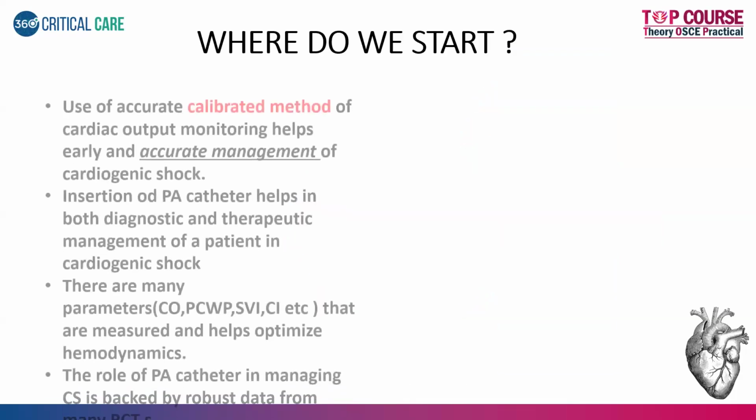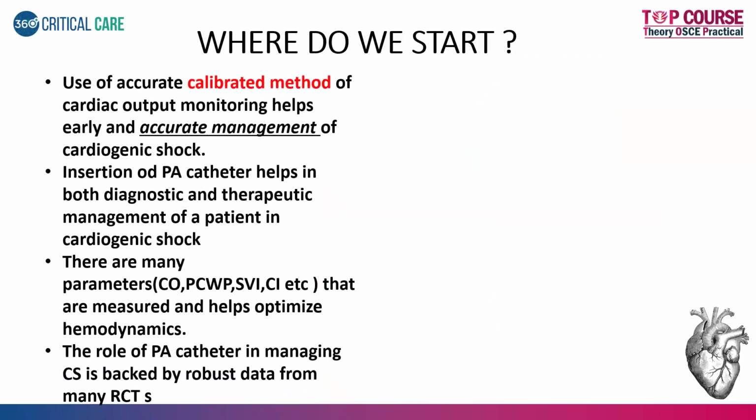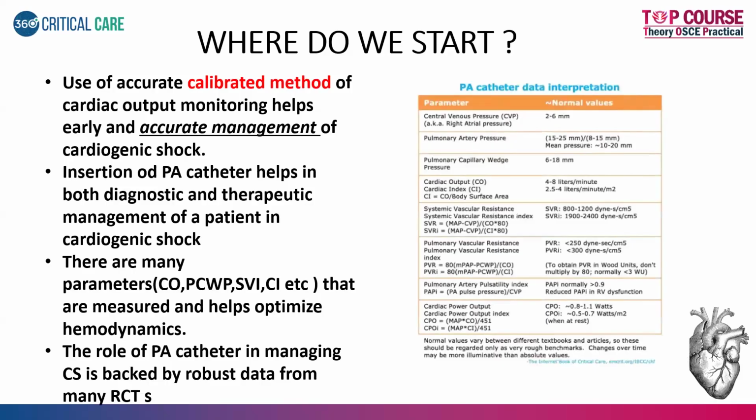So where do we start with all of this? Whenever we think of all of this, we need to know what we are treating, whether we need to give fluids first, inotropes first, or directly go ahead with mechanical circulatory devices. To do this, accurate measurement of parameters is necessary. And this is the only place, in the patient with cardiogenic shock, where there is still an indication for the use of PA catheters. The use of a calibrated method for cardiac output monitoring for accurate measurement in cardiogenic shock is still the gold standard here.